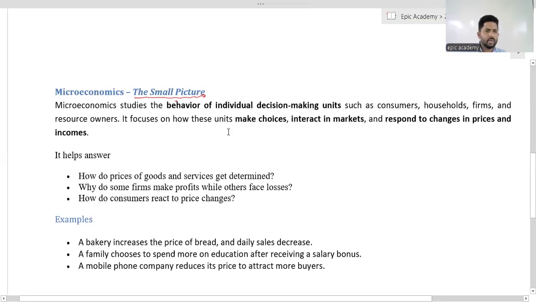Okay, right. Microeconomics studies the behavior of individual decision-making units such as consumers, households, and firms, and the resource owners. It focuses on how those units make choices and interact in markets for decision makings and respond to changes in prices and income.